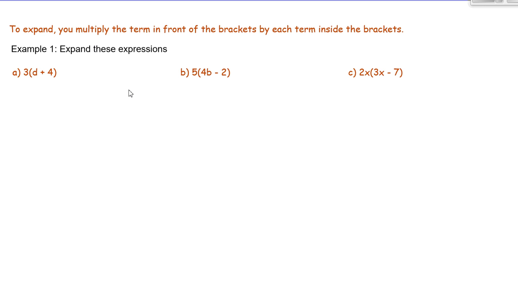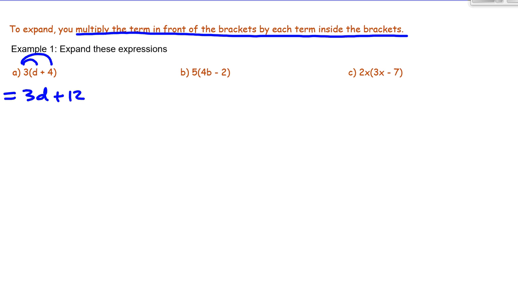So suppose you're asked to expand these expressions. All we need to do is to multiply the term in front of the brackets by each of the terms inside the brackets. For example, in A, just multiply 3 by D, 3 by 4. So what we'll end up with is 3D plus 12. The next one, we'll do that as well. Multiply 5 by 4B, we get 20B, minus 5 by 2, we get 10. And that's our answer.